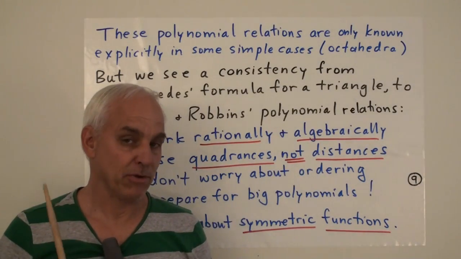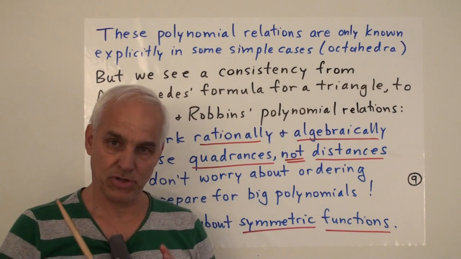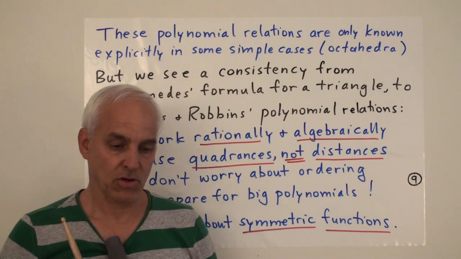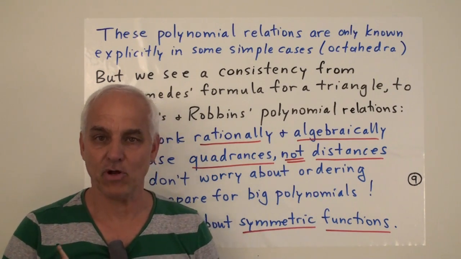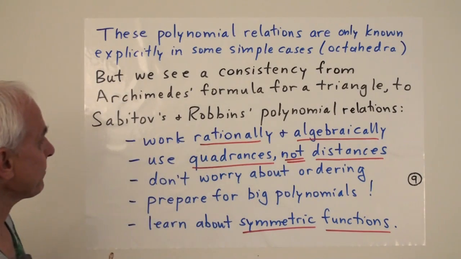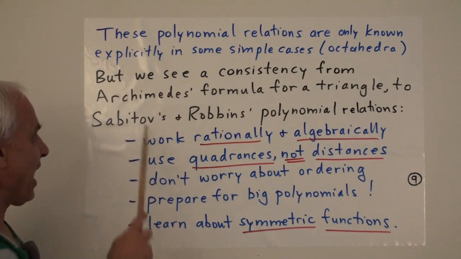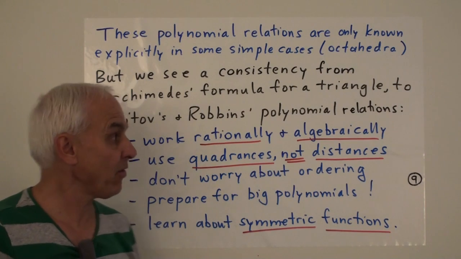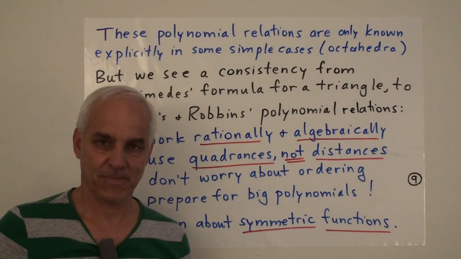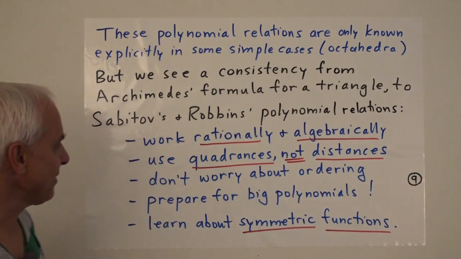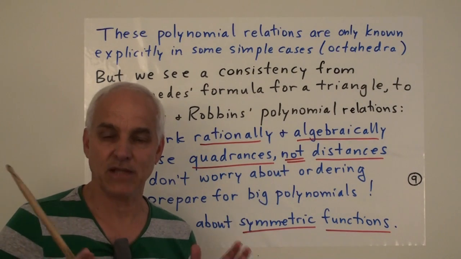Well, Sabitov was only able to work out these relations in very special cases, for example, certain types of octahedra. So this question is still very much an open question about what kinds of polynomial relations we are getting here. But we see throughout this story that there's some kind of consistency that goes back to Archimedes' formula for the area of a triangle through to Robbins and Sabitov's polynomial relations. There's a consistent story that really suggests we should think rationally and algebraically about these kinds of questions.